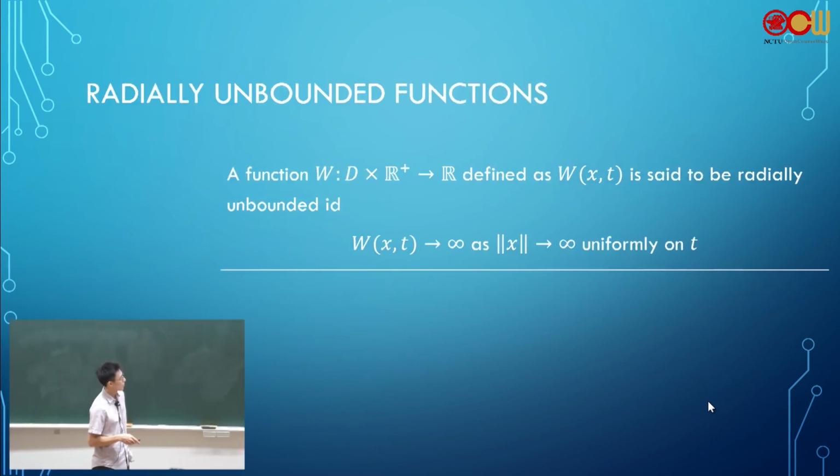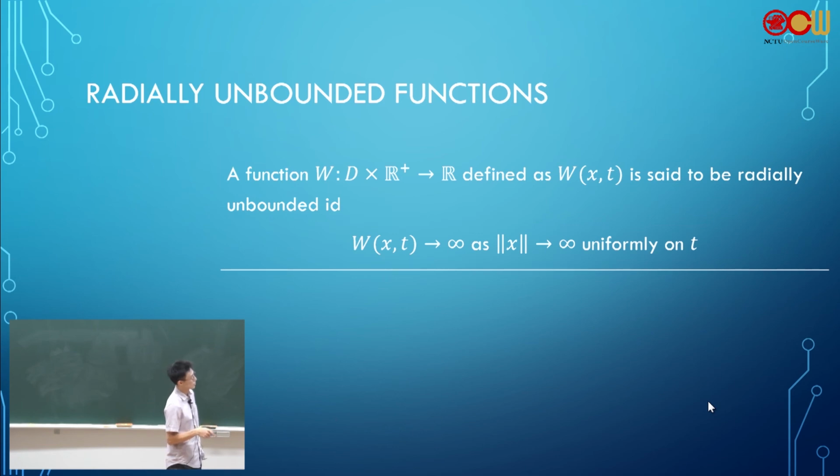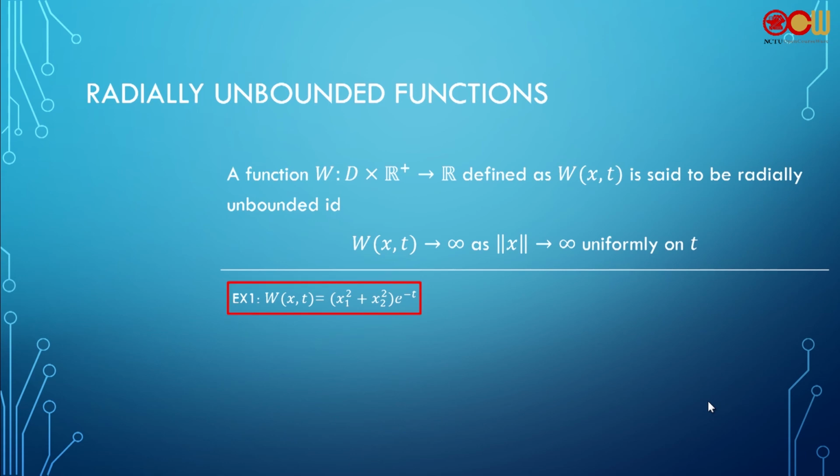Next is radially unbounded functions. If W, a function of x and t, goes to infinity as x goes to infinity, uniformly in t, then we call it radially unbounded for all time t. For this one, this e to the power minus t will decrease to 0, so that prevents W from going to infinity.